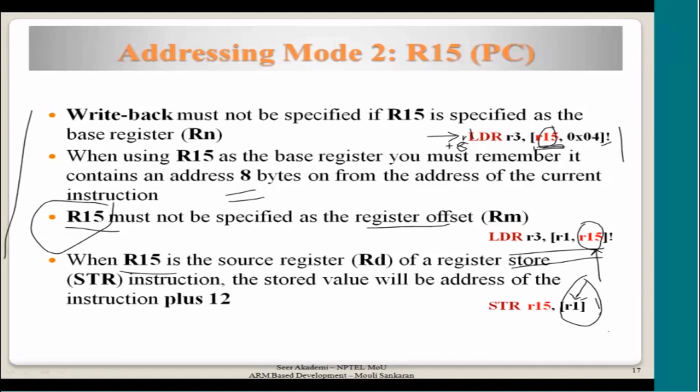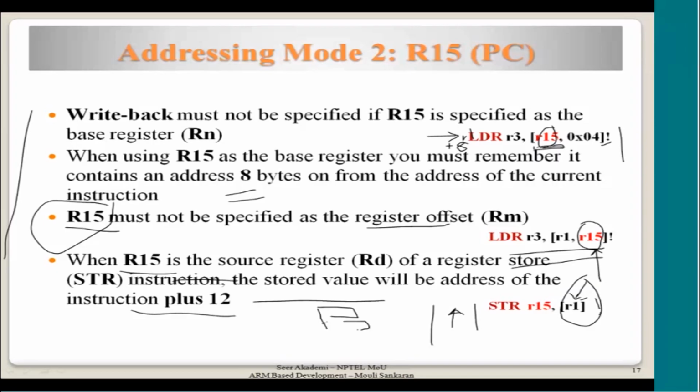So why R15? When R15 is a source register of the register store instruction, the stored value will be the address of the instruction +12. Why? Because if you recall, the address generated by the data path inside the processor is always the address for the next cycle. Okay, so let me explain.